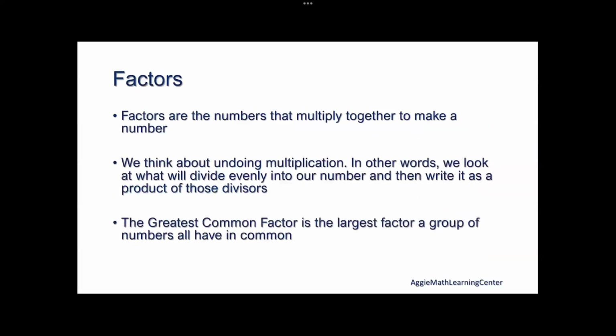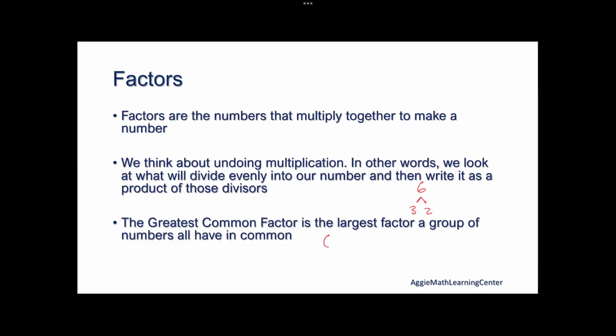Factoring. Okay, so factors are the numbers that multiply together to make a number. So we can think about it like undoing multiplication. In other words, we're going to look at what divides evenly into our number and then write it as a product of those divisors. We've done a little bit of factoring, like if we have the number 6, it factors into 3 and 2, right? So it's going to be very similar to that. We're just going to do it with polynomials now. Okay, and then the greatest common factor is the largest factor a group of numbers all have in common.